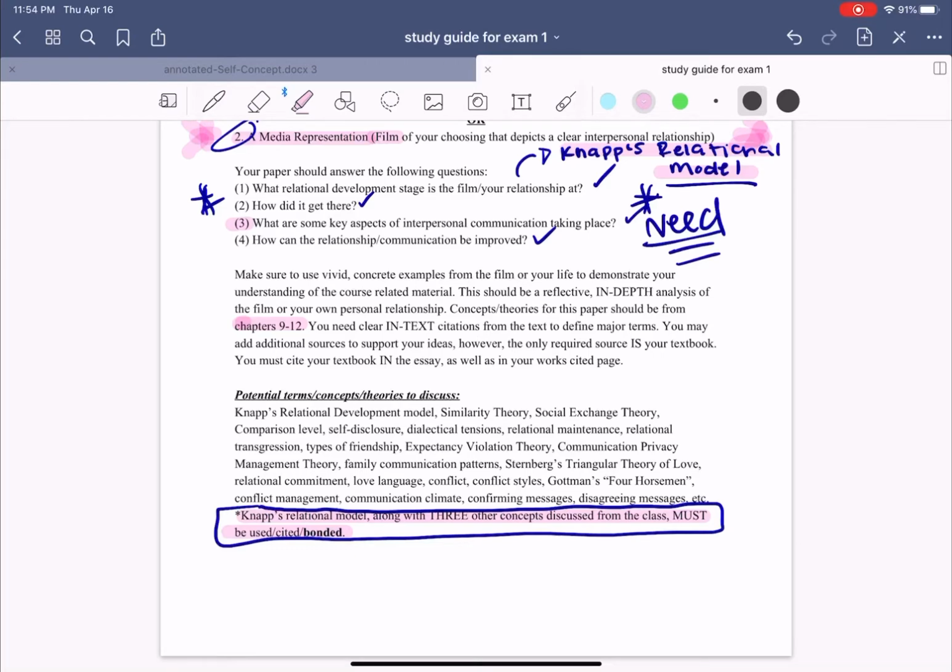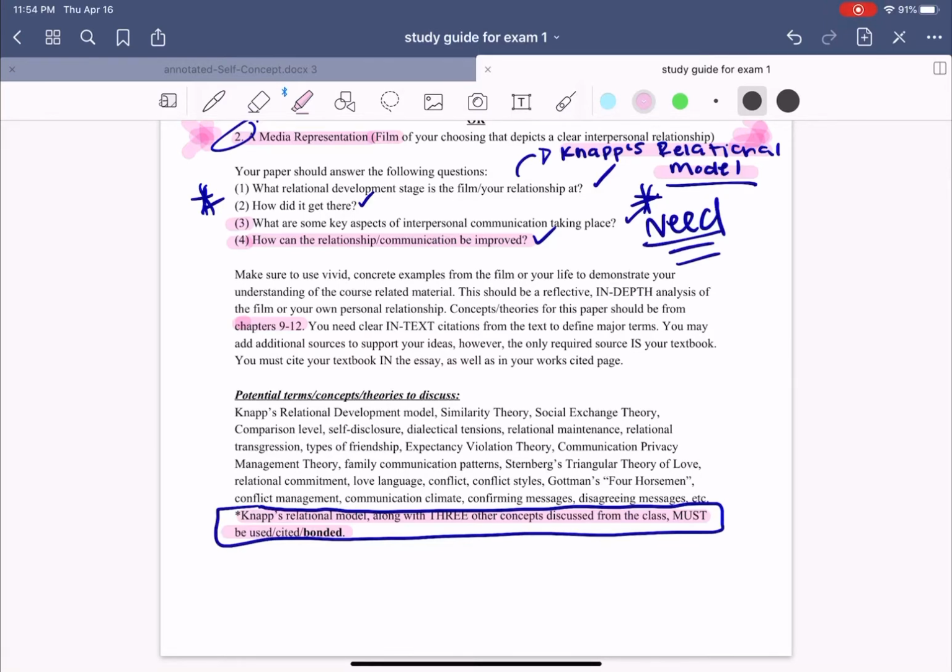And this is something that I noticed a lot of people kind of missed out on within their first paper. So I really do encourage you to focus a little bit more on this. Don't just put this little section inside of your conclusion and be done with it, but really look at different steps that you can take to improve your relationship with your partner, or that the individuals within the movie could have taken to prevent ending their relationship.